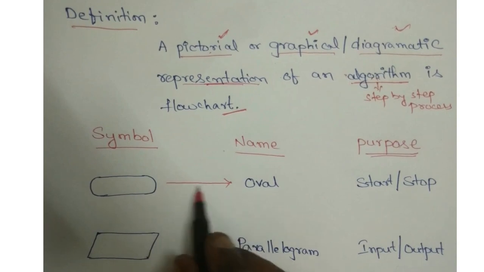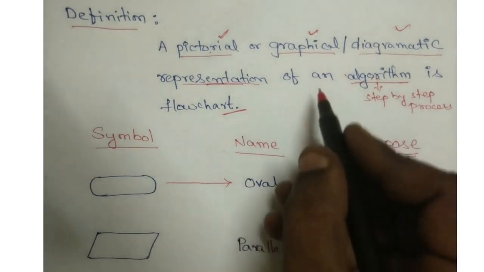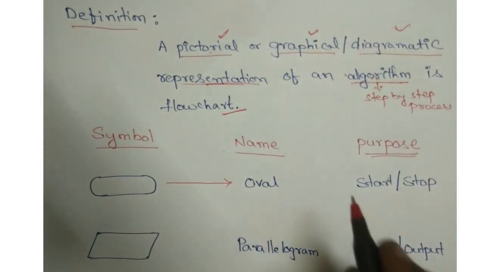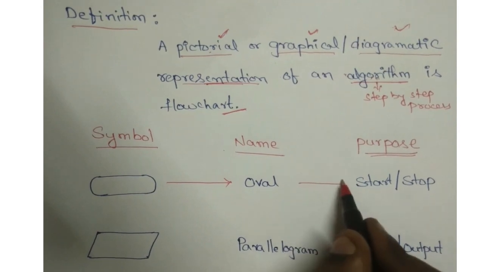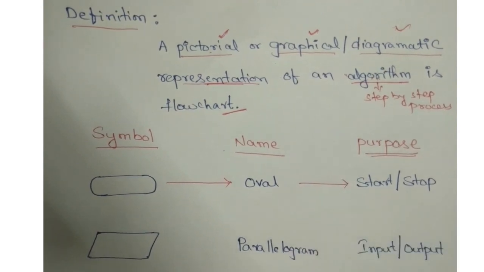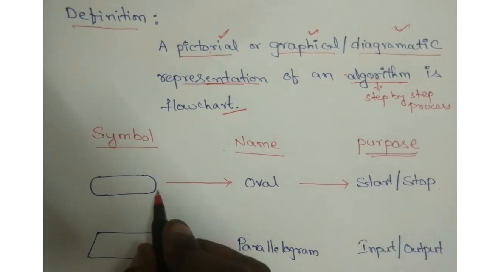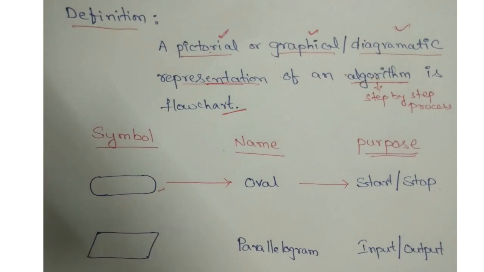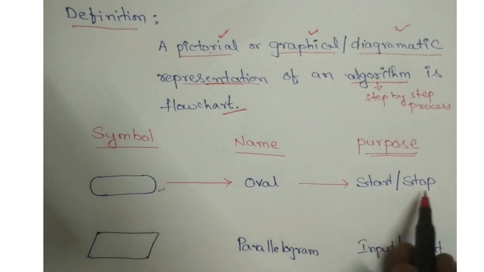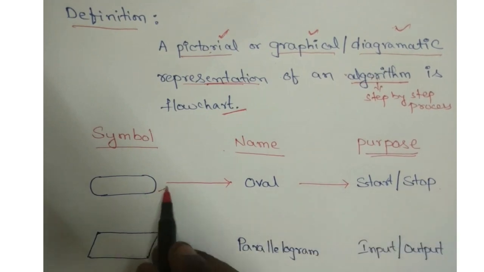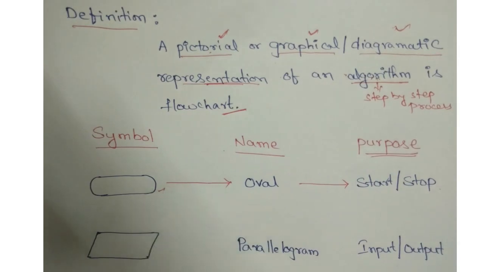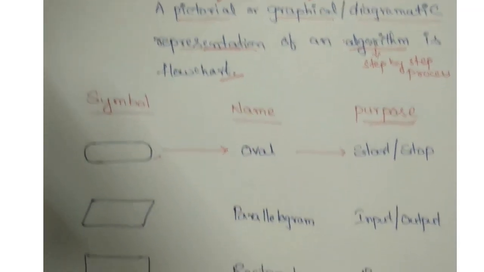Where do you use this symbol in the flowchart? Whenever you have the start and stop step, that means the beginning of your algorithm and the end of your algorithm, you have to use the oval symbol. That is the purpose of the oval symbol.